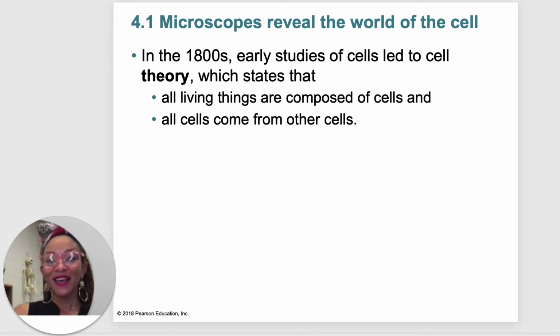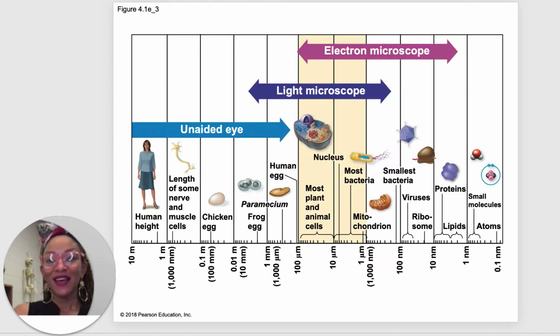All right, so in the 1800s, early studies of cells led to something called the cell theory. So this states that all living things, I should say, are composed of cells. And then all cells come from other cells. Okay, so basic information.